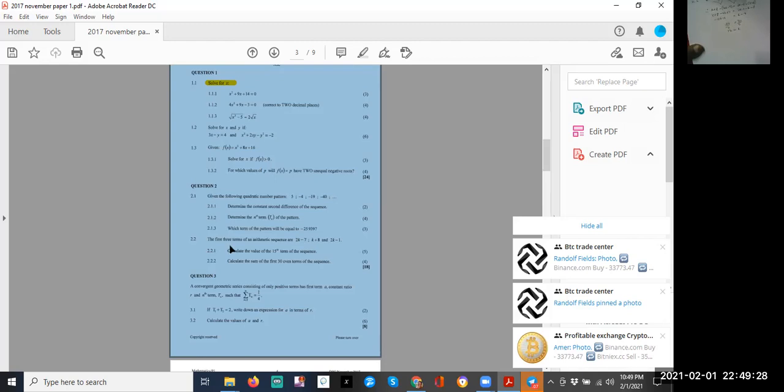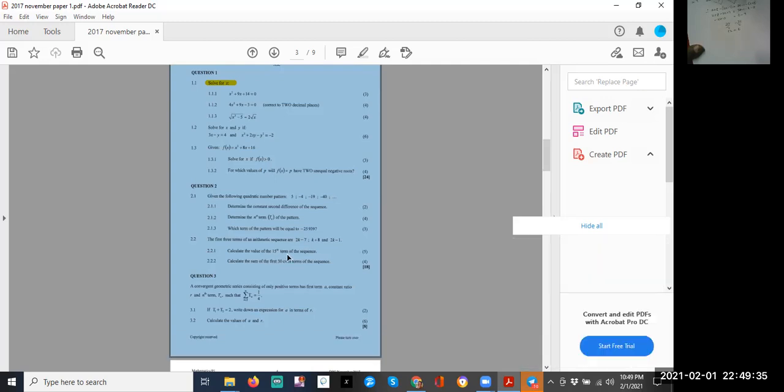But what about our question? Calculate the value of the 15th term of the sequence. Now, if our k is 12, that means the sequence is: 24 minus 7, the first one, that is 17. The second is 12 plus that, which is 20.